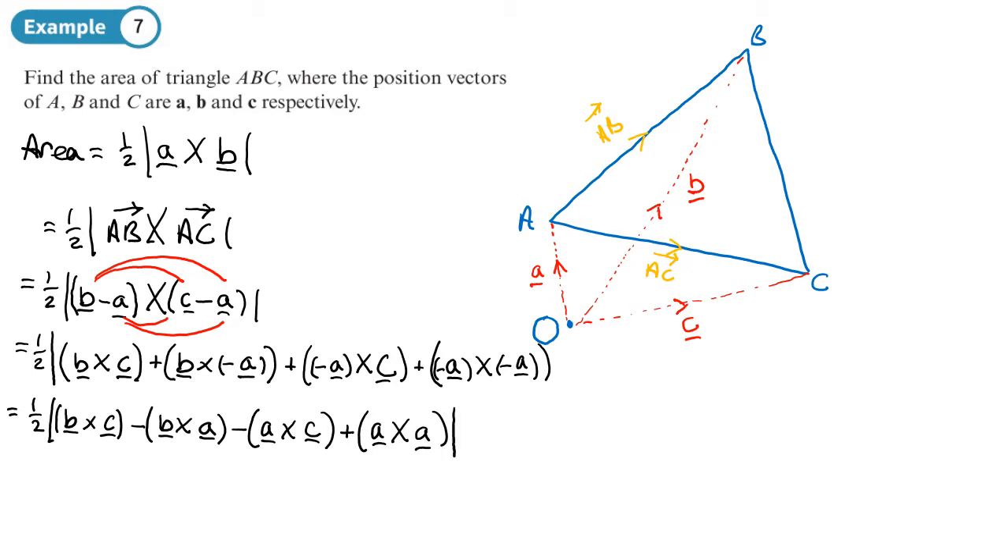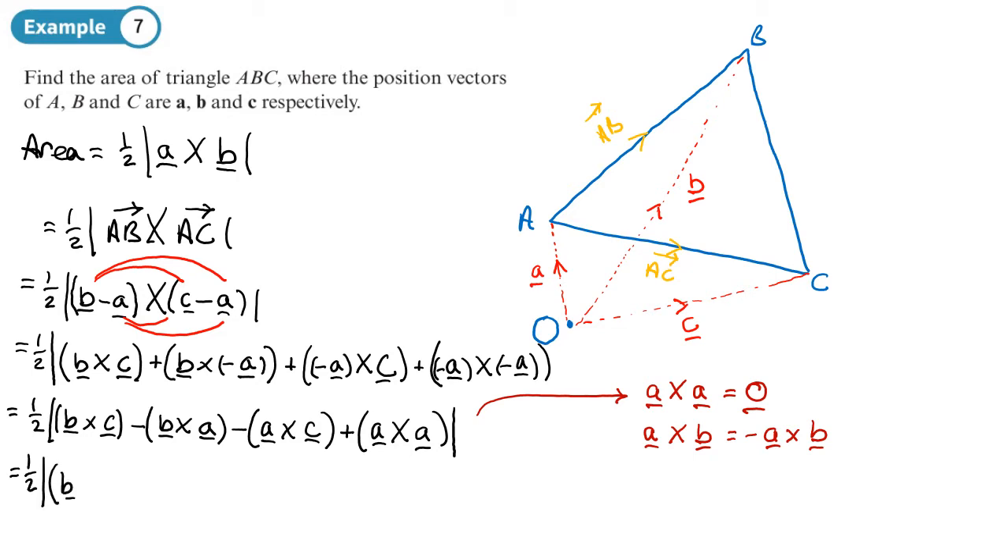Now we can simplify this because there were two things that we learned from before: if you cross a vector by itself, it equals the zero vector, and also if we reverse the order in which you cross two vectors, then it changes from positive to negative. So we're going to use both of these rules to see if we can simplify this a bit further.